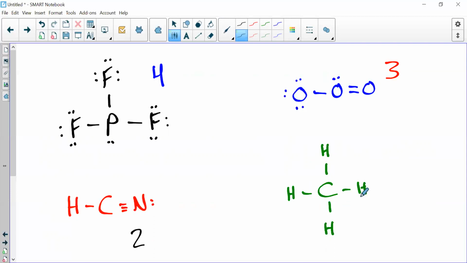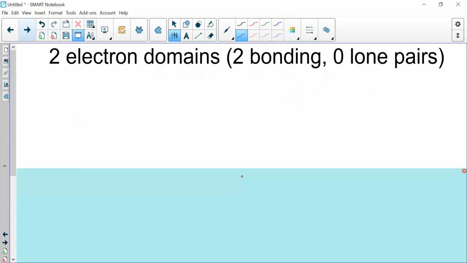And finally, my methane, CH4, looking at the central carbon here, I see 1, 2, 3, 4 single bonds. That's 4 electron domains. All 4 of them are bonding, 0 lone pairs or non-bonding pairs. Same thing here. We have 2 bonding and 0 non-bonding. So let's talk about some of these actual 3D structures.